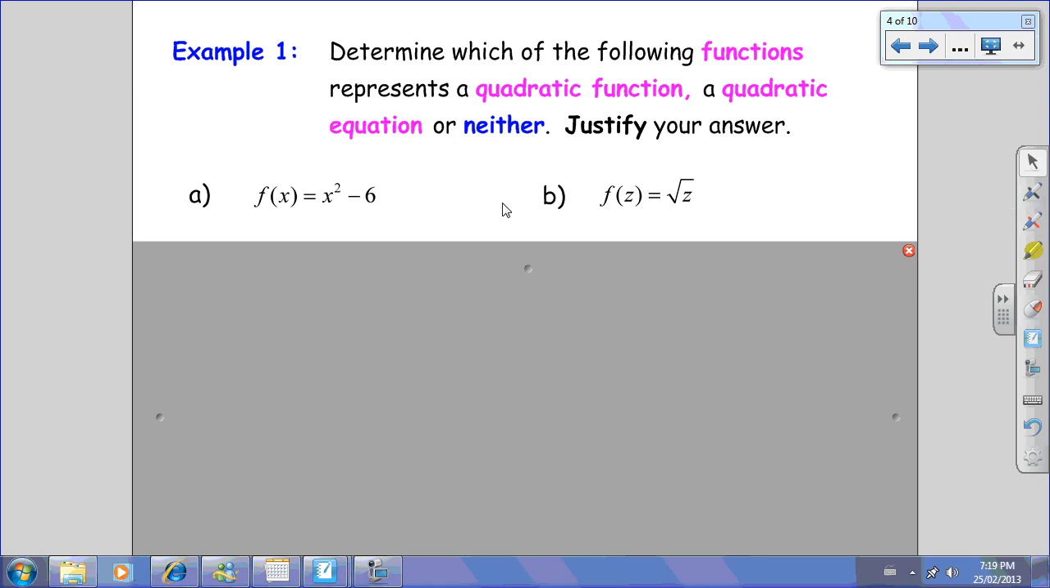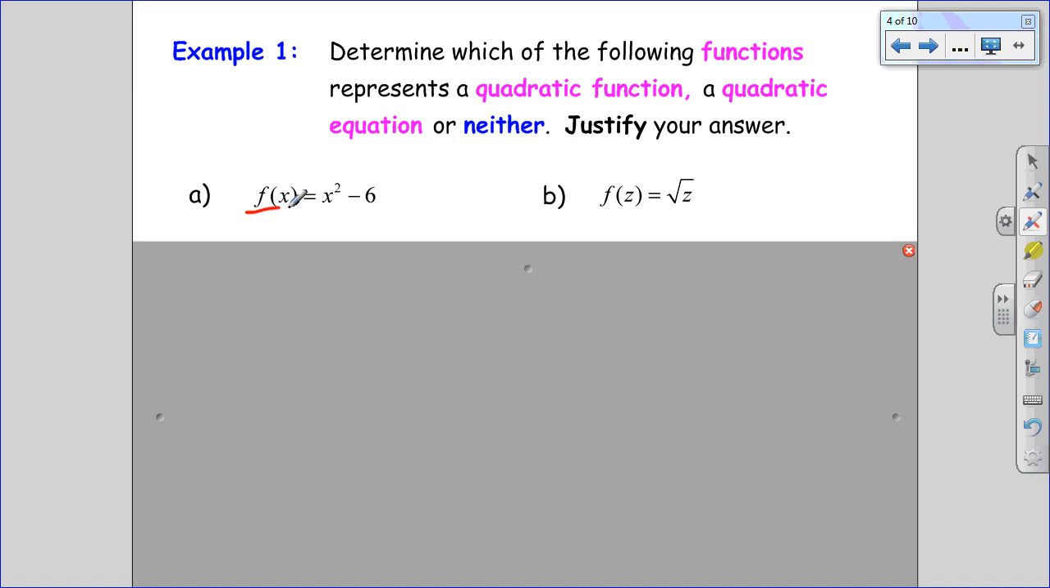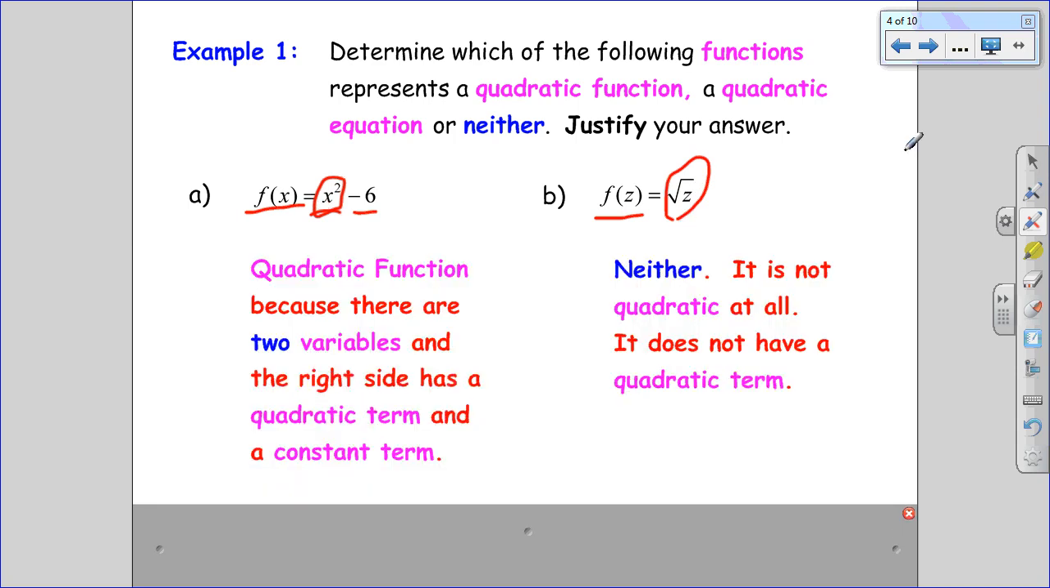If I look at this first equation, f of x equals x squared minus 6, I can see I have two variables, f of x and x. And I also have a quadratic term, which is my x squared term. And I do have a constant term. In the second example, part B, I have f of z, which is like y, and that equals the square root of z.